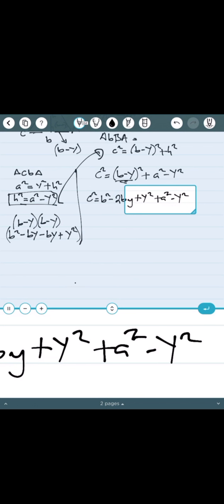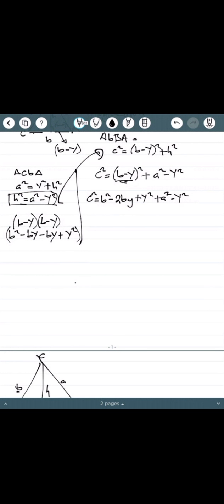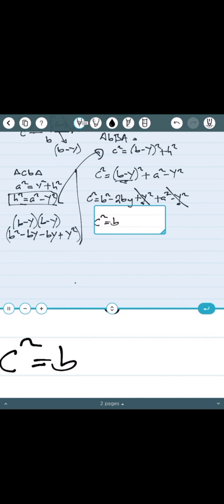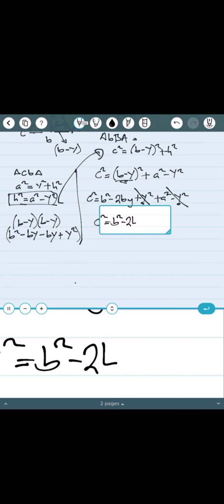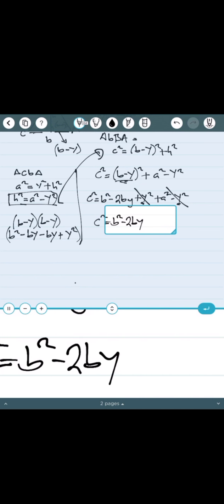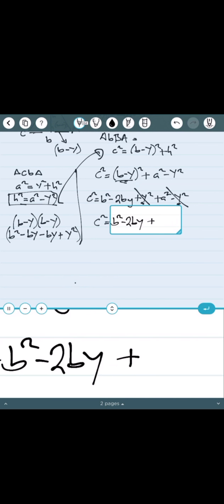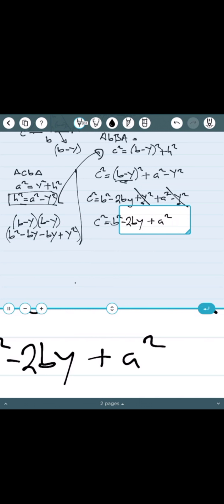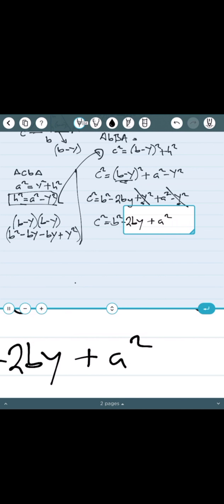plus a squared minus y squared. So we see that this one and that one will cancel out, this being positive and that being negative, so they'll go. In short, y squared minus y squared gives us nothing, so it will die out. So here we have c squared is equal to b squared minus 2by plus a, of which the a has been squared.